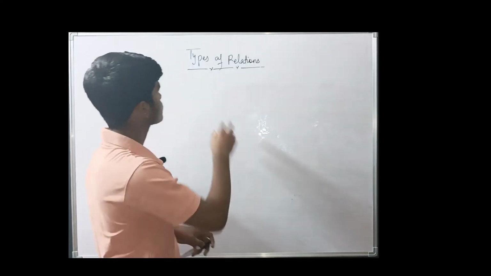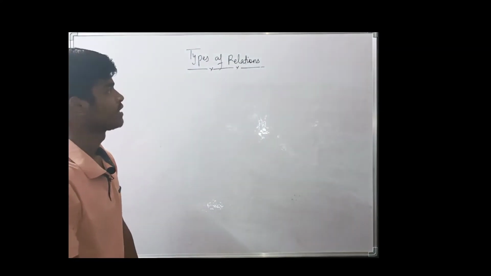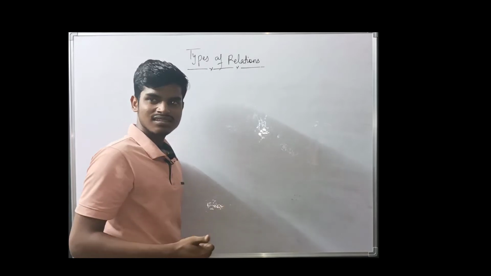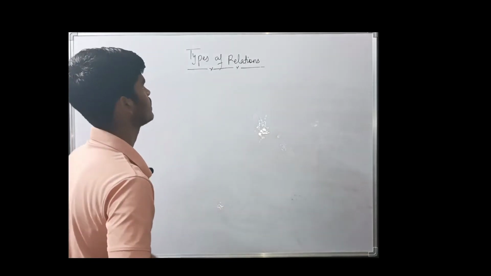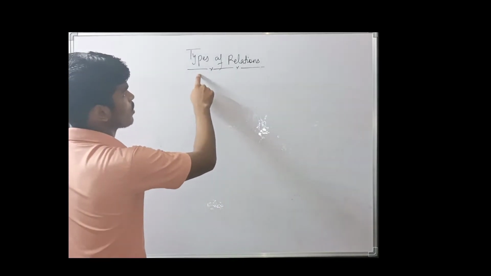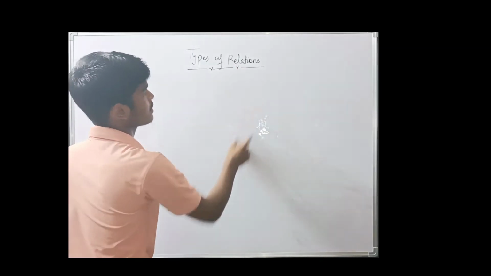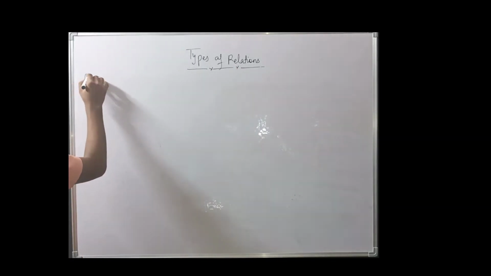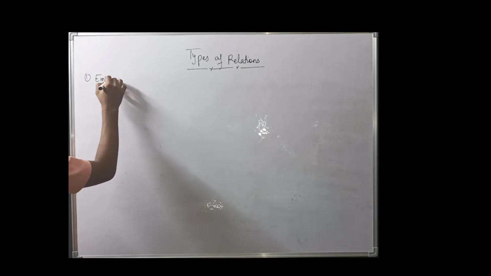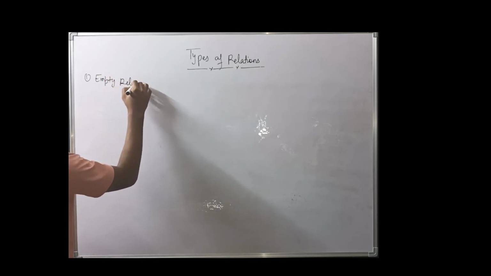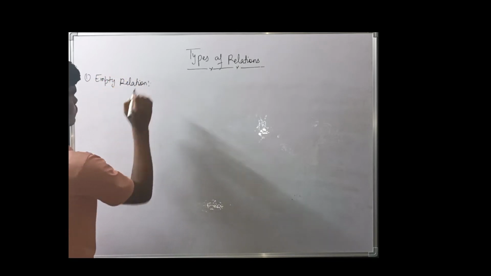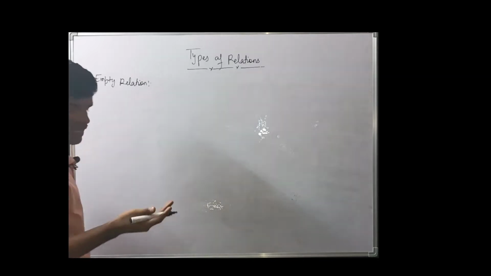Today we are going to discuss types of relation. About relation we discussed, and the video is already uploaded. So today we are going to discuss the types of relation. The first type is the empty relation. It is similar to the empty set.